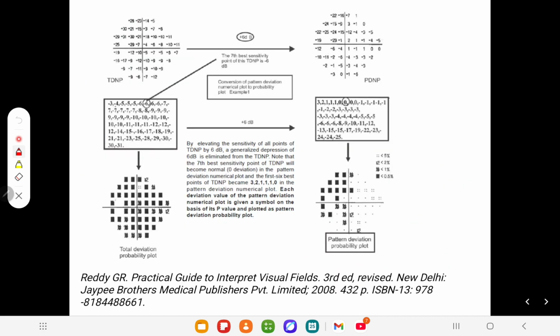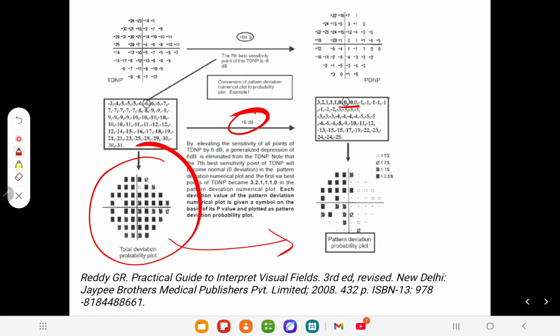Okay, that's why generalized division. See, in this case, this is what we have discussed, isn't it? We add +6 here to make 0, this point, 7 point. But at the same time, can you see here the total deviation probability plot? Is there any pattern you can recognize? No. Do you? No, not at all. But can you recognize a pattern?